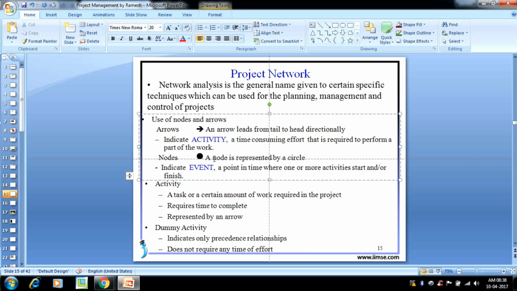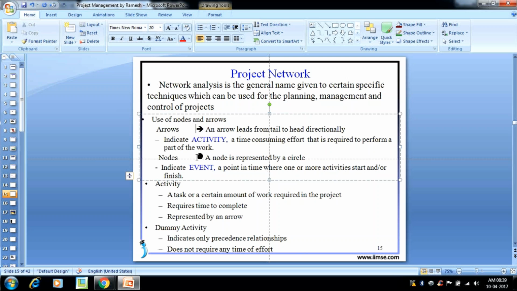Nodes. A node is represented by a circle. It indicates an event, that means one kind of work: a point in time where one or more activities start or finish.